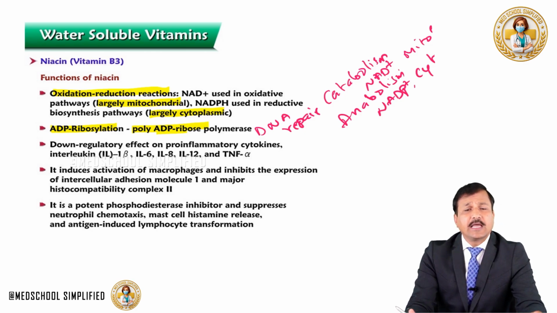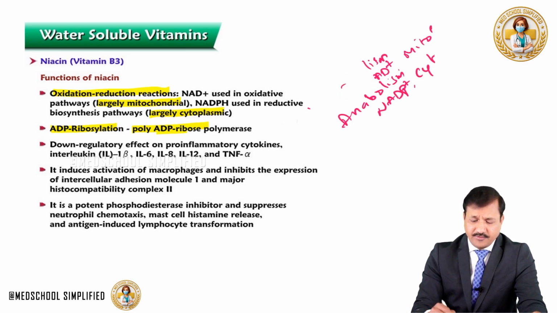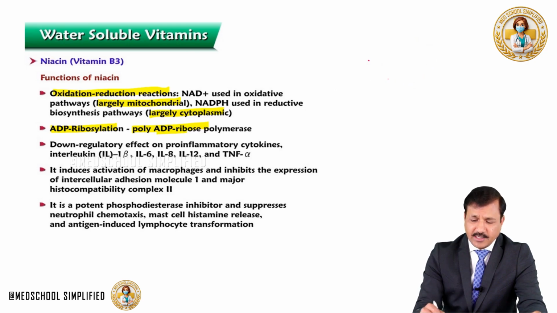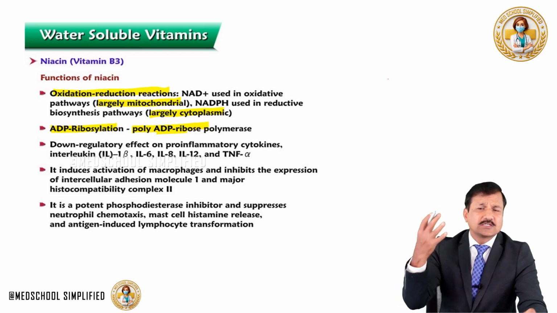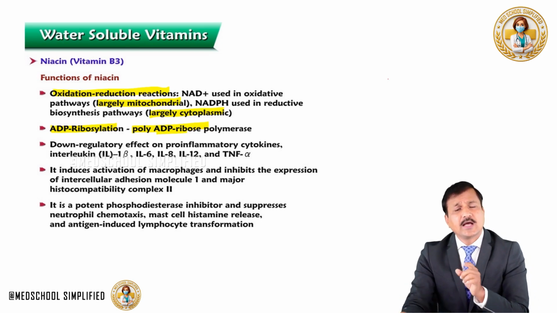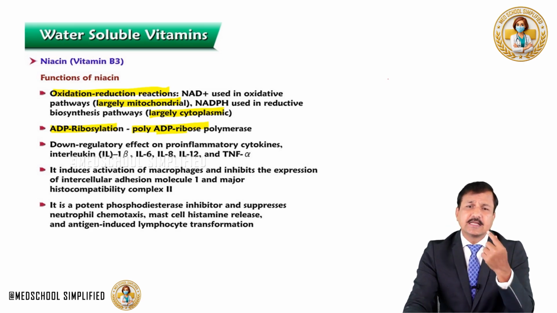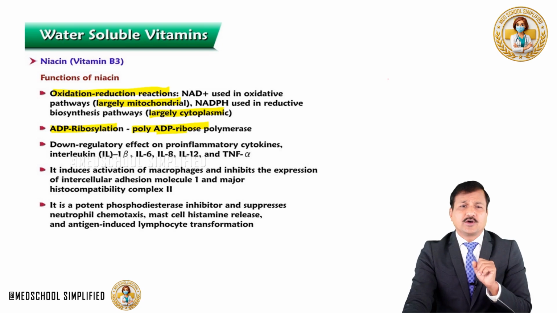That means NADs are necessary for the ADP ribosylation process, thereby the DNA damage repair mechanism will go on efficiently. That's why you need to correlate that if there is any deficiency of niacin, it can lead to skin damage, because the skin is exposed to ultraviolet light and DNA damage has to be repaired, and that needs ADP ribosylation, and for ADP ribosylation we need NADs, that means niacin. So niacin deficiency can lead to damage to the skin because the DNA repair mechanism may not be going on sufficiently.